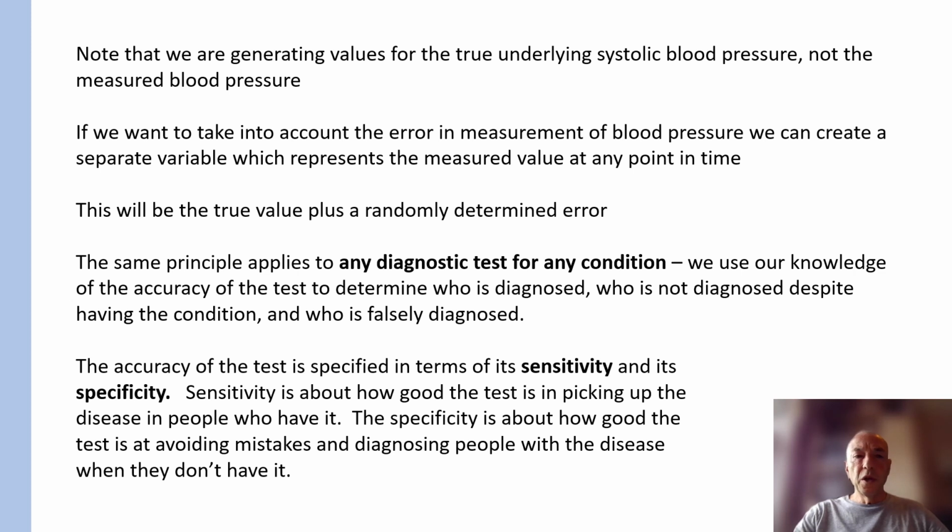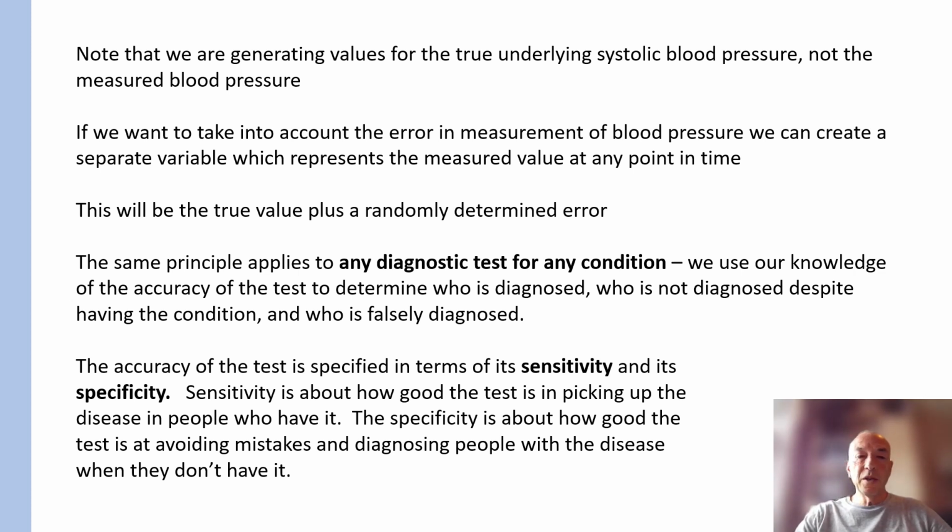Now, it's important to note that we are generating values for the true underlying systolic blood pressure, not the measured blood pressure. If we want to take into account the error in measurement of blood pressure, we can create a separate variable which represents the measured value at any point in time. So this will be the true value plus a randomly determined error.